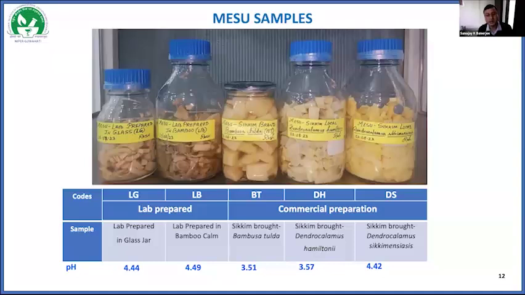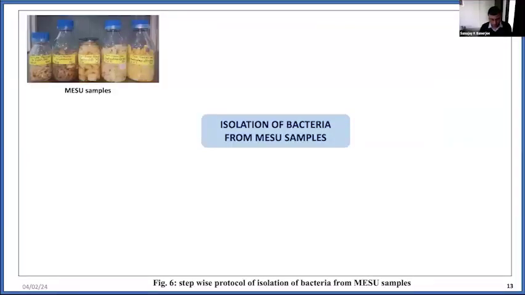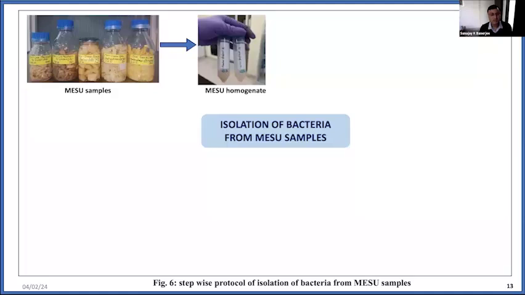The third one, BT, is prepared from Bambusa tulda. DH is prepared from Dendrocalamus hamiltonii, and DS from Dendrocalamus sikkimensis. So I took two from the lab preparation and three from the commercial ones, and we want to see what kind of lactobacillus is present in these 5 preparations. So we started the bacterial isolation.